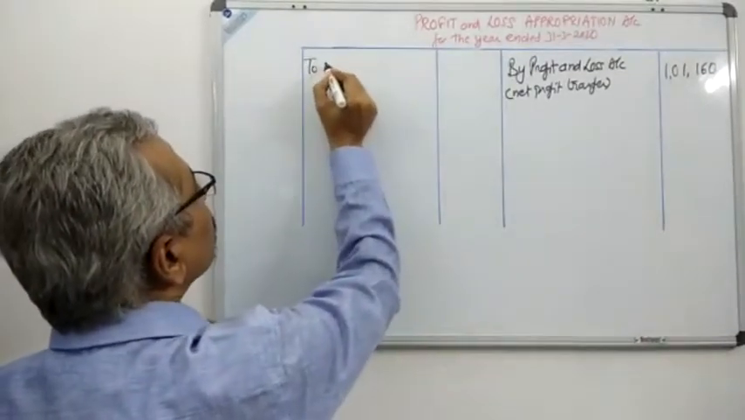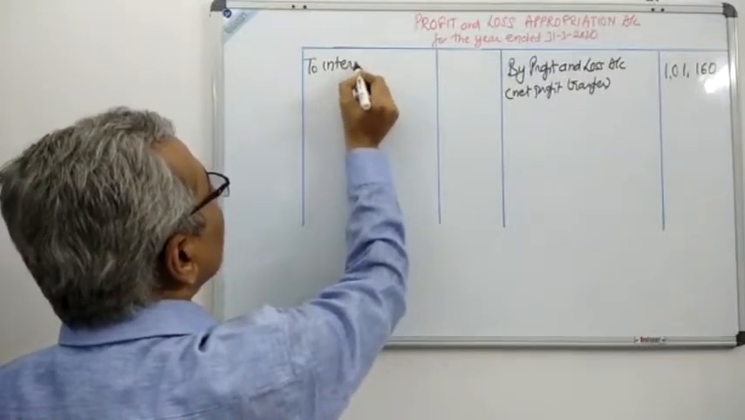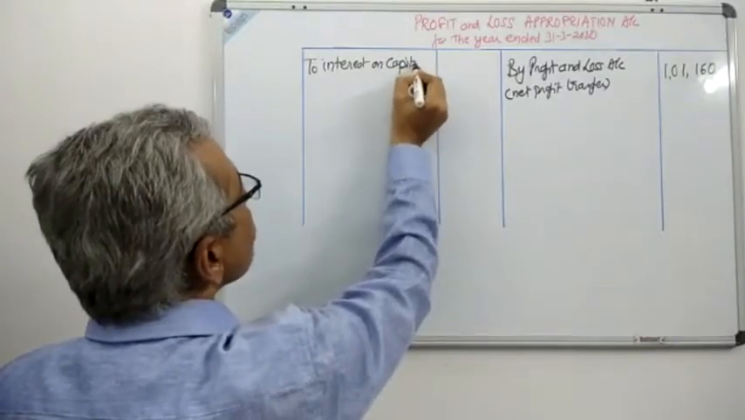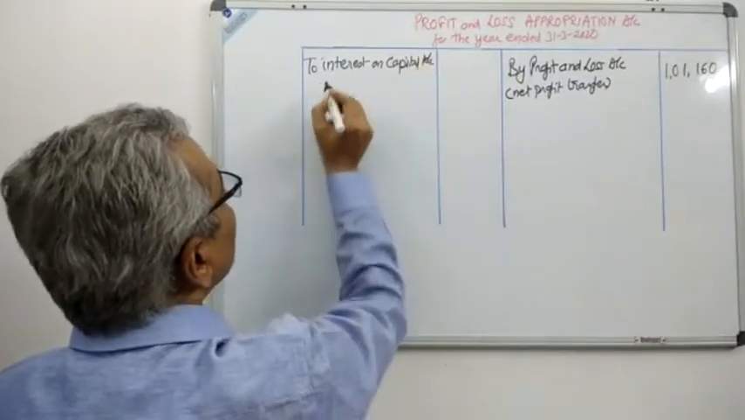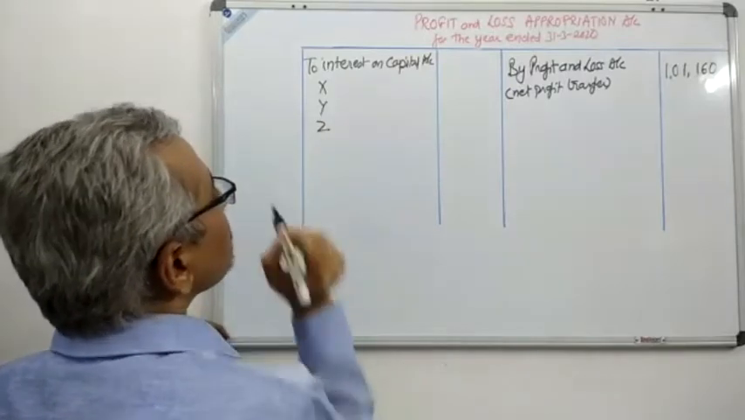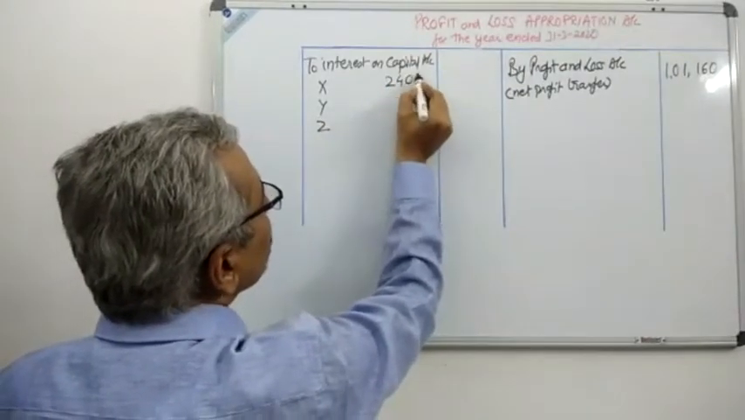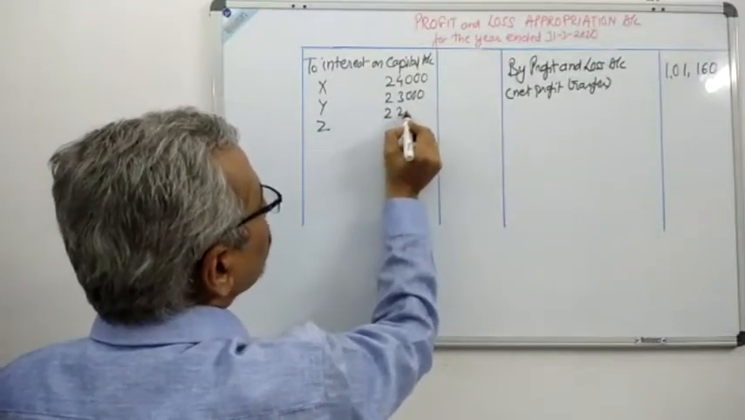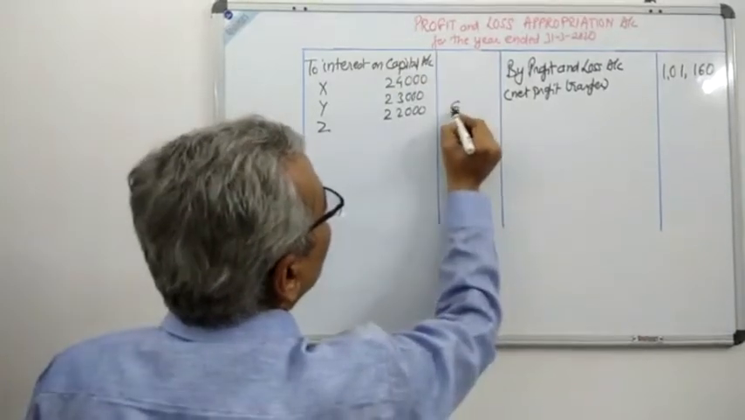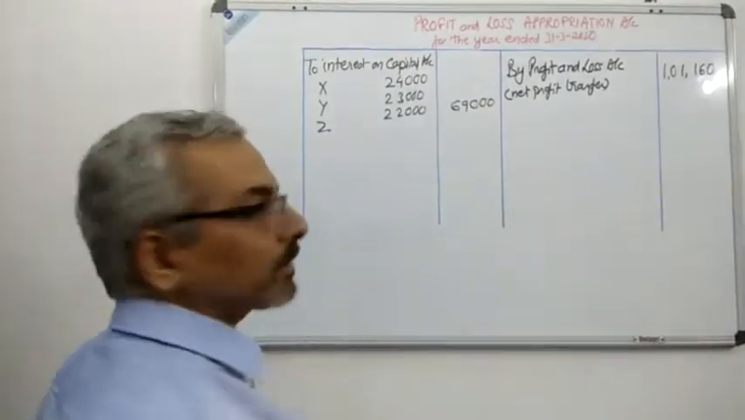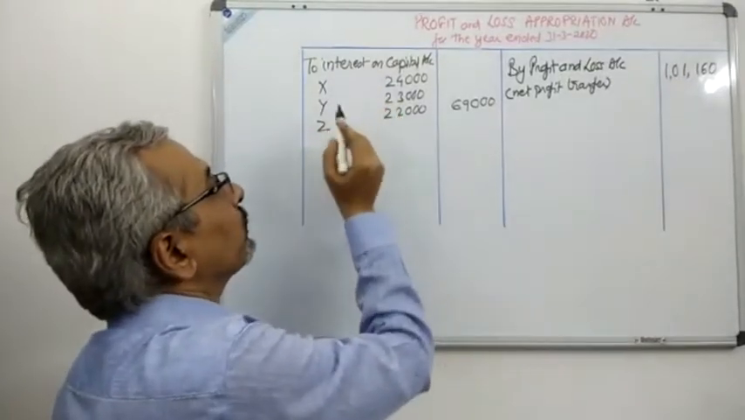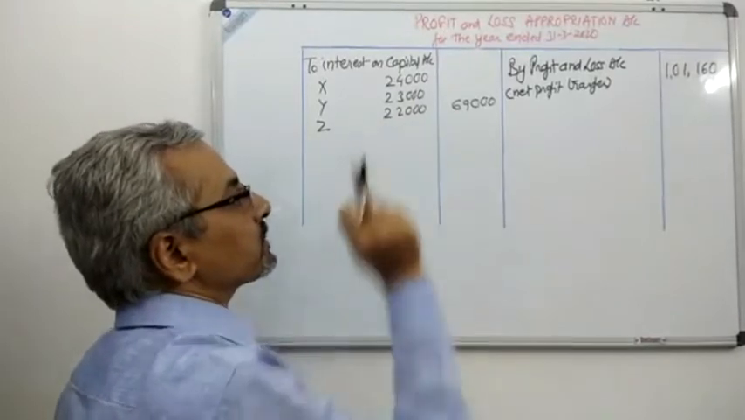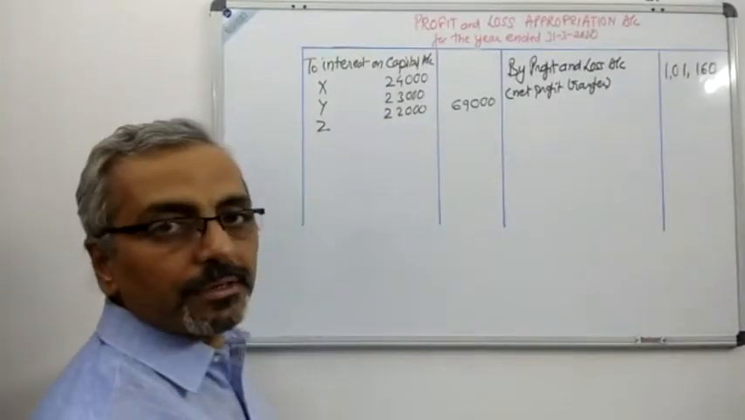We start with To interest on capital account, 3 partners X, Y and Z. If you remember, 24,000 X, 23,000 Y and 22,000 Z. If you do the totaling, it will come to 69,000 for the 3 partners. Repeat again, 24,000 to X, 23,000 to Y and 22,000 to Z. That gives us 69,000 as the interest on capital.